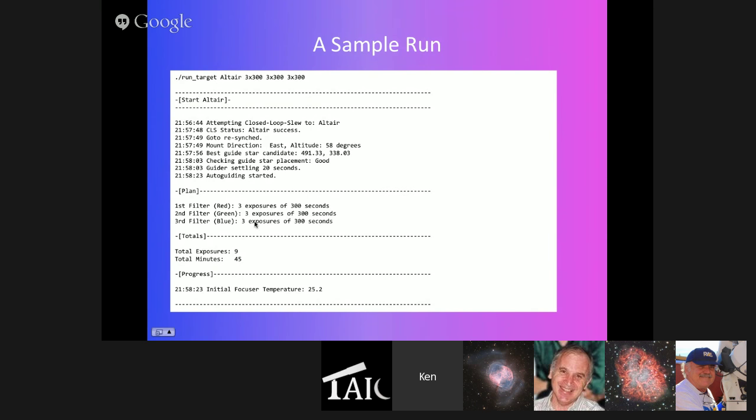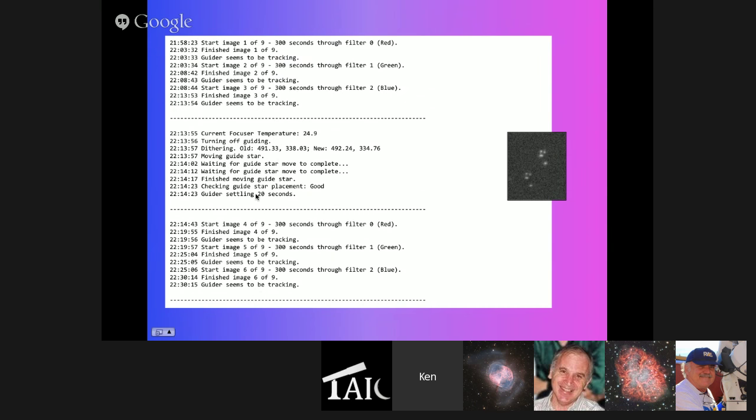Now it gives me a summary of what it's going to do through the filters: 9 exposures for 45 minutes, and it grabs the temperature here of the focuser. And then the next thing it does is it starts imaging. So it starts 1, 2, 3, and it goes through the first 3 filters. Now the next images are going to be redos. I'm going to come back to red and back to green and blue, so I want to do some dithering before I come back.